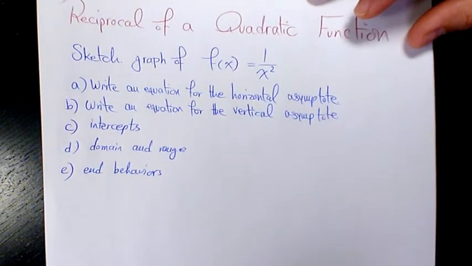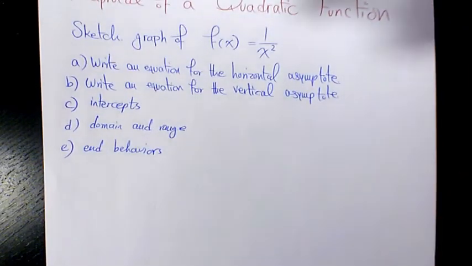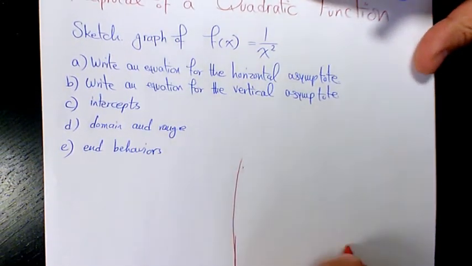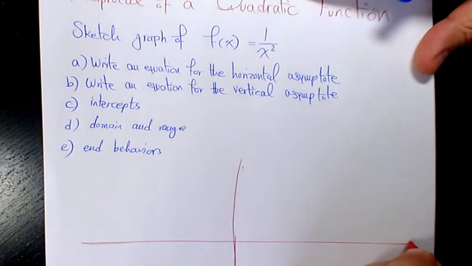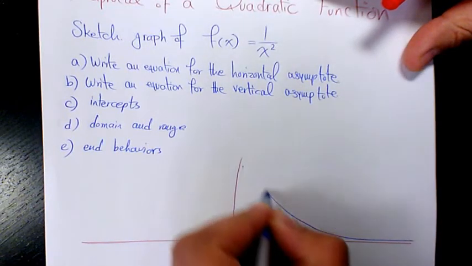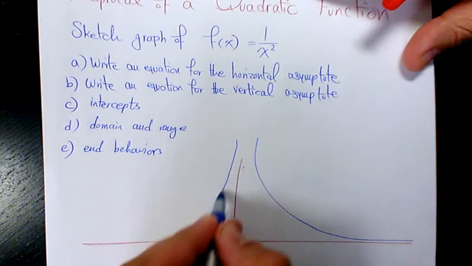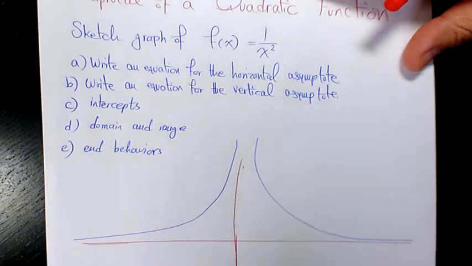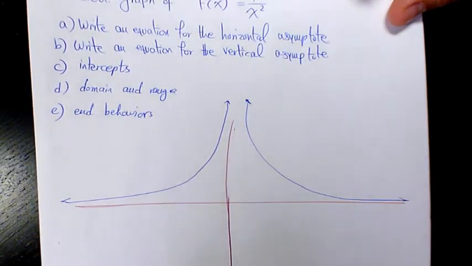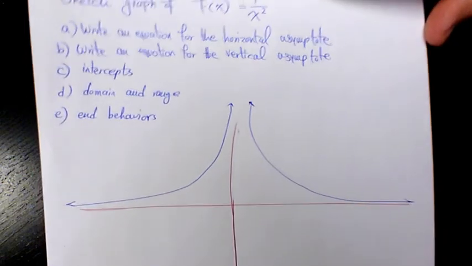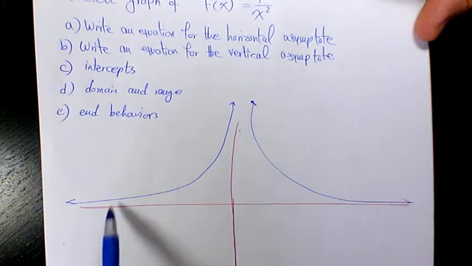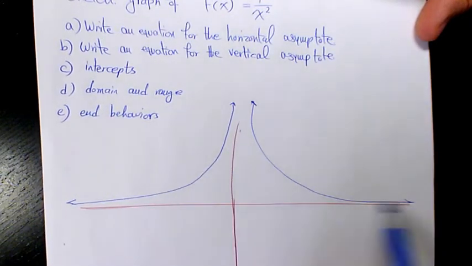So let's look at the graph of 1 over x squared. The graph is going to be something like this and something like this. So it's going up on these sides and going towards 0 on these sides. So we start with the horizontal asymptote. As you see here, when x approaches positive infinity or negative infinity, y approaches 0.